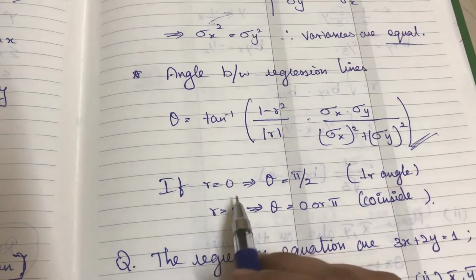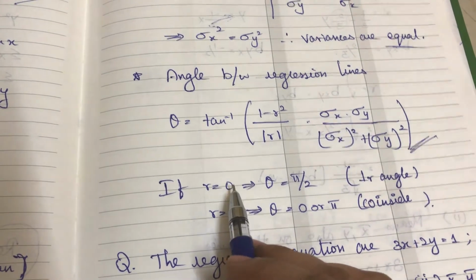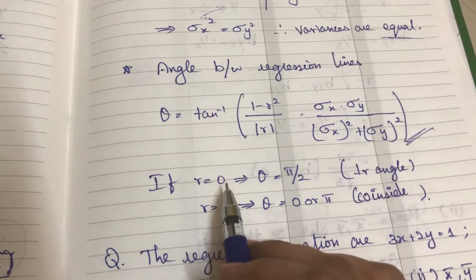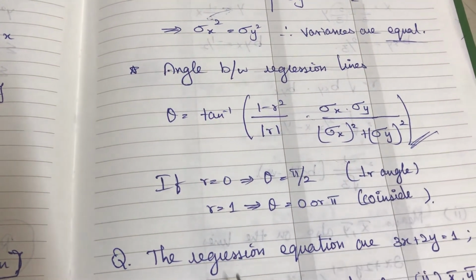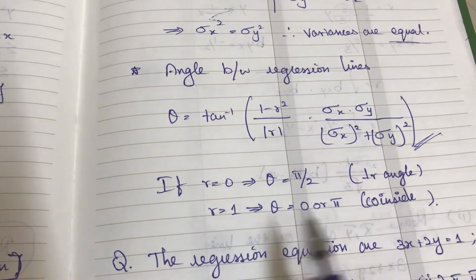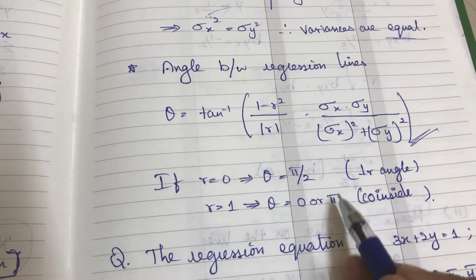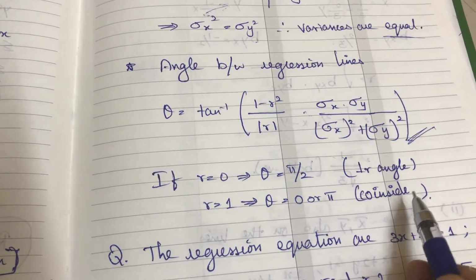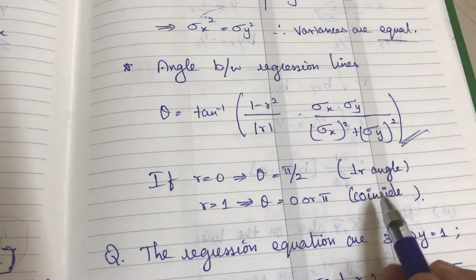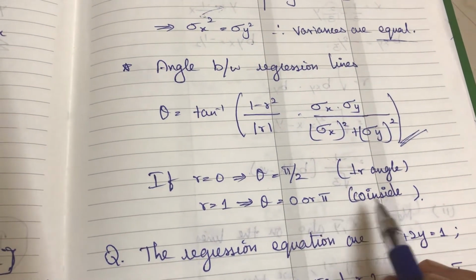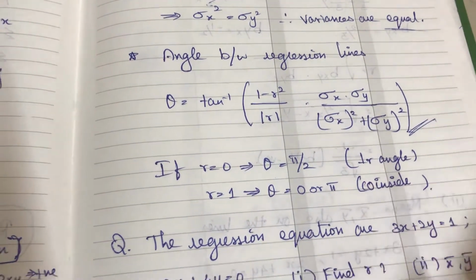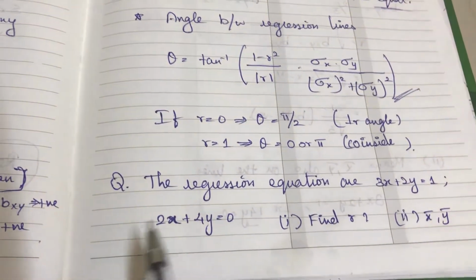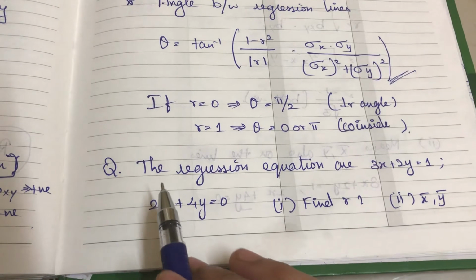If r is 0, I can easily say theta will be 90 degrees, a perpendicular angle. If r is 1, theta will be 0, or we can say pi, so the two lines will coincide. If r is 0, the two lines will be perpendicular. So they have given one problem here.